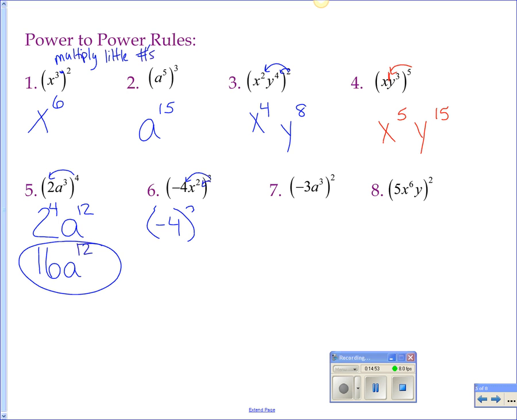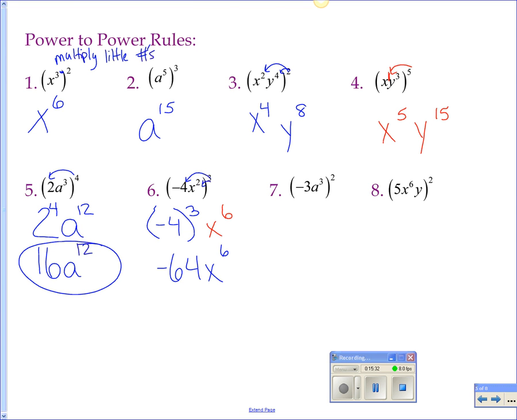Put -4 to the 3rd in parentheses, or the calculator will give you the wrong answer. If it's negative, you got to use parentheses. So -4 to the 3rd. Haley, what am I going to do with 2 and 3 right here? Very good, which gives me x to the 6th. Okay. Chad, what do you get when you type that in your calculator? -4 to the 3rd. So your final answer is negative 64 x to the 6. Negative 64 x to the 6.